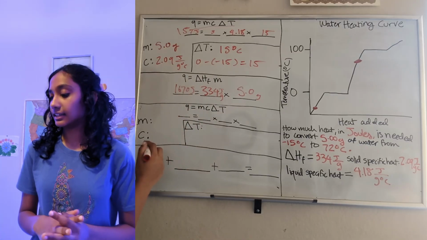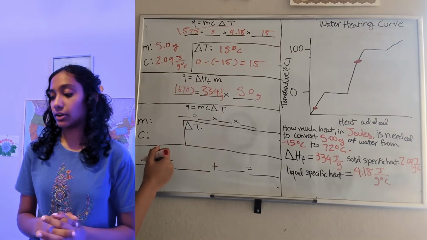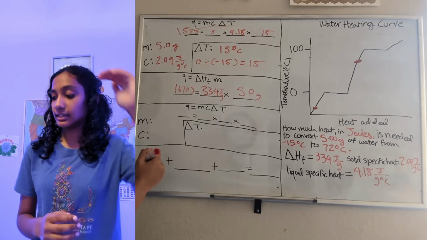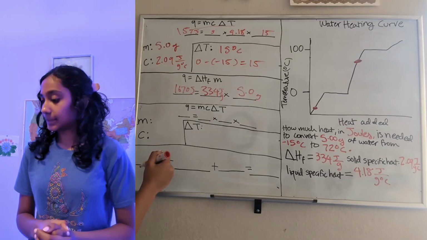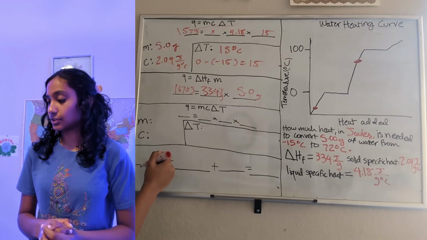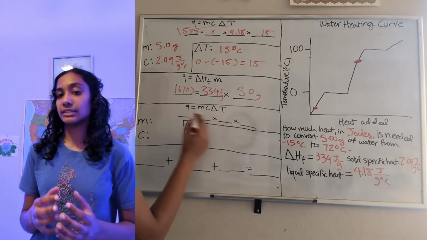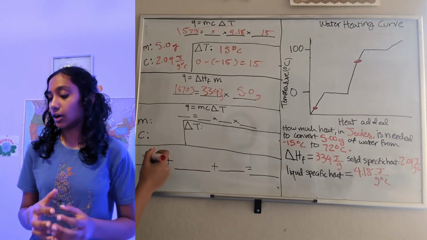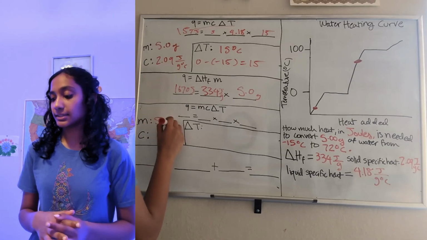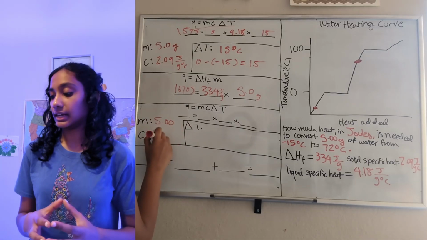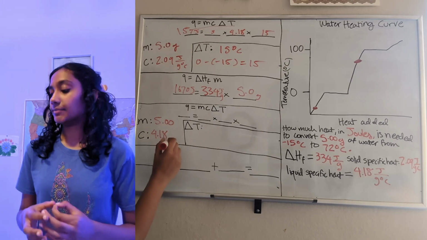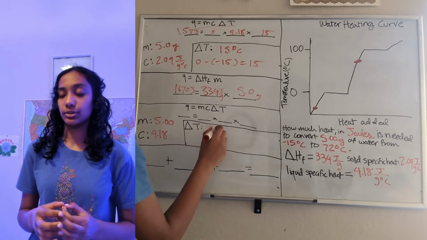Next, let's find the heat needed to raise the temperature of liquid water from 0 degrees Celsius to 72 degrees Celsius. Because this is heating when increasing the temperature, we're going to use Q equals mc delta T again. Our mass is 5.00 grams, our specific heat is 4.18 joules per gram degree Celsius, and our temperature change is 72 degrees Celsius.